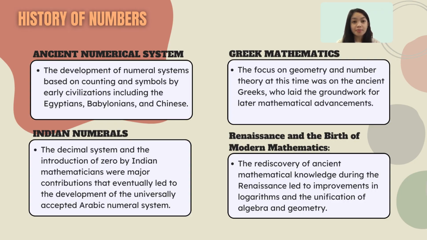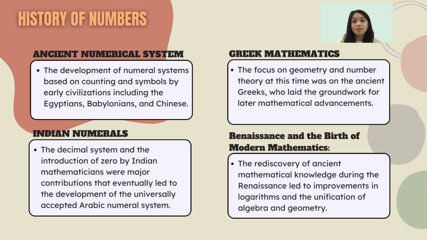The development of numbers and real analysis has a long and complex history that dates back thousands of years. It all started with the development of numeral systems based on counting and symbols by early civilizations, including the Egyptians, Babylonians, and Chinese. The decimal system and the introduction of zero by Indian mathematicians were major contributions that eventually led to the universally accepted Arabic numeral system. On the other hand, the focus on geometry and number theory at this time was on the ancient Greeks, who laid the groundwork for later mathematical advancement.